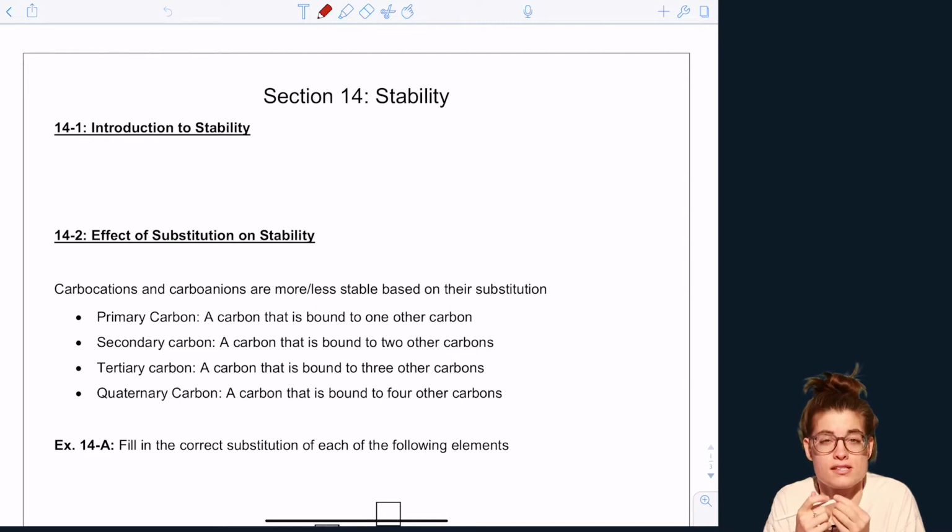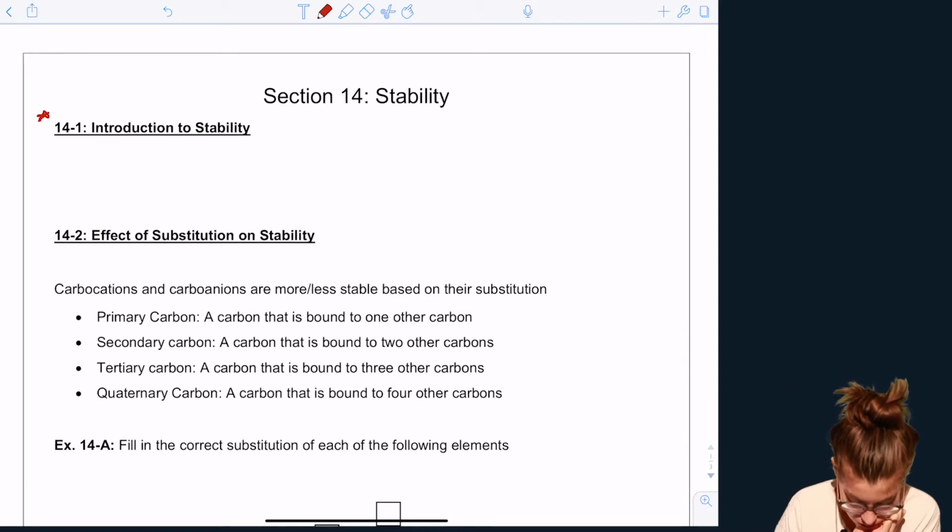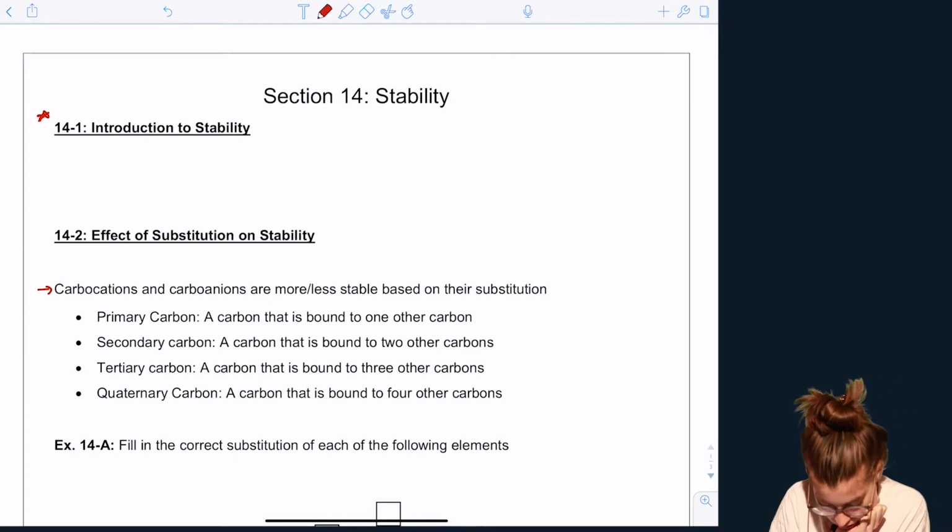This lecture is really focused on stability. Specifically, we're going to be focused on carbocation stability, and we'll talk a little bit about carbanion and radical stability probably. Before we, let's see, I'm going to come back to this introduction. Let's look at these words right here. Carbocations and carbanions are more or less stable based on their substitution. And then we go into some definitions.